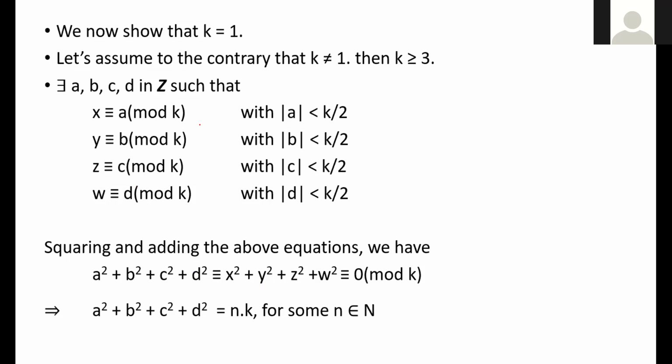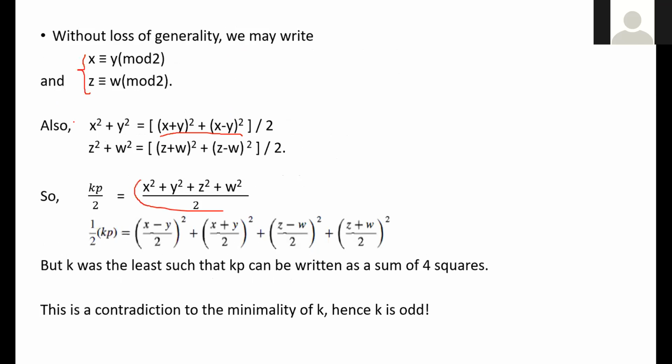Okay. So now we have to show that k is equal to 1. This is a little less intuitive but important. So let's see how we can go about this. Let's assume to the contrary that k is not equal to 1, then k has to be greater than or equal to 3. Why? Because we just proved that k is odd. So k is greater than or equal to 3 is what we have. Now we had x, what did we have here?